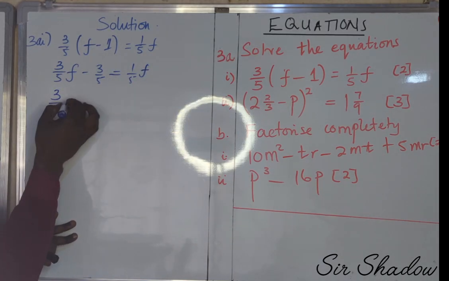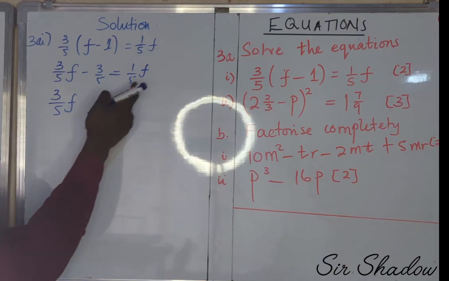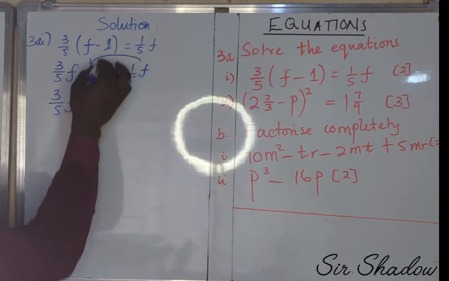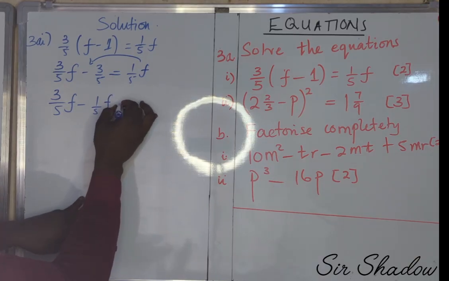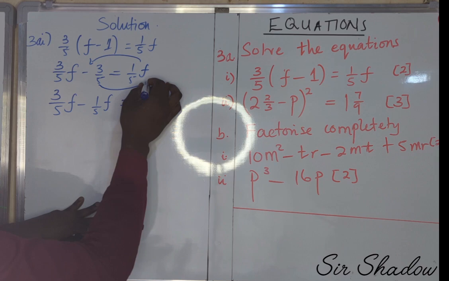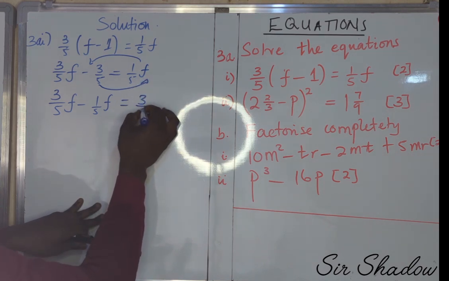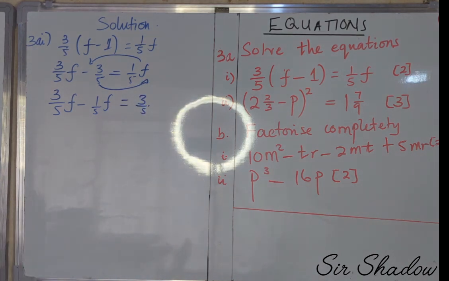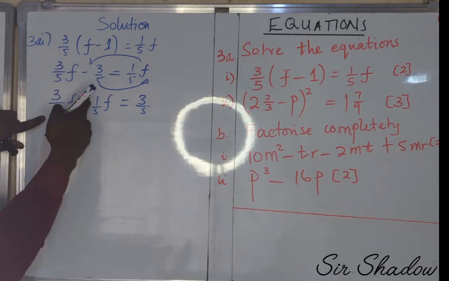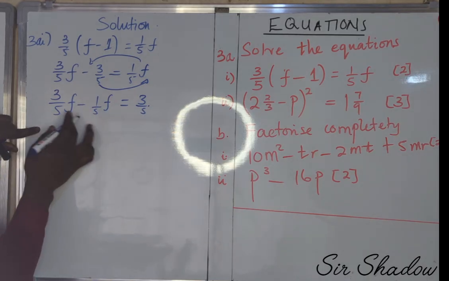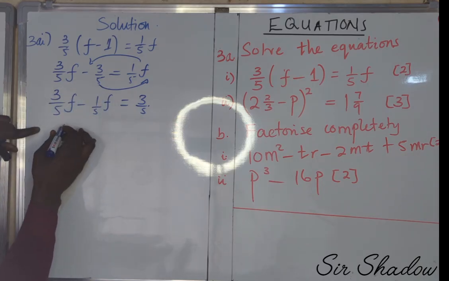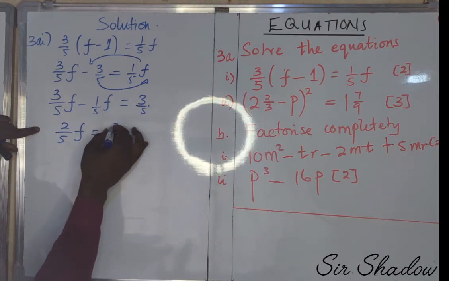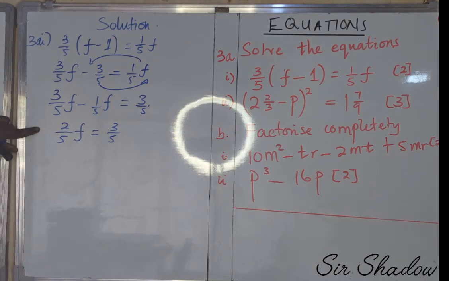This becomes 3 over 5 f. We take this to this side. This becomes negative 1 over 5 f, equals this to this. This gives us 3 over 5 now. So 3 over 5 minus 1 over 5. If you remember, the denominators are the same, so just subtract the numerators. 3 minus 1, we get 2. So 2 over 5 f equals 3 over 5.